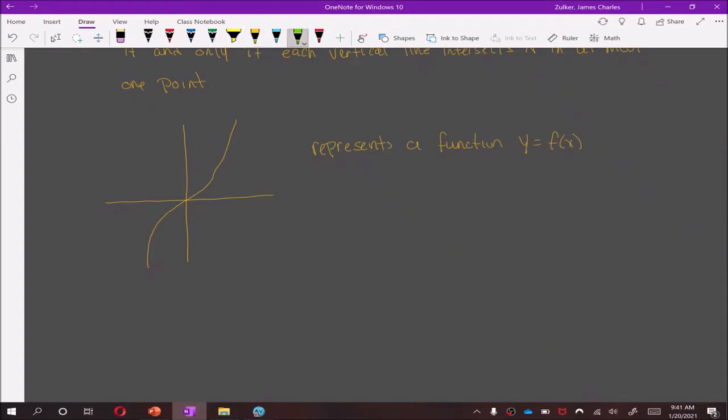Right, because no matter where I draw a vertical line, I can draw one here, I can draw one here, I can draw one here, I can draw one here, over here. It's intersecting the graph in at most one point.